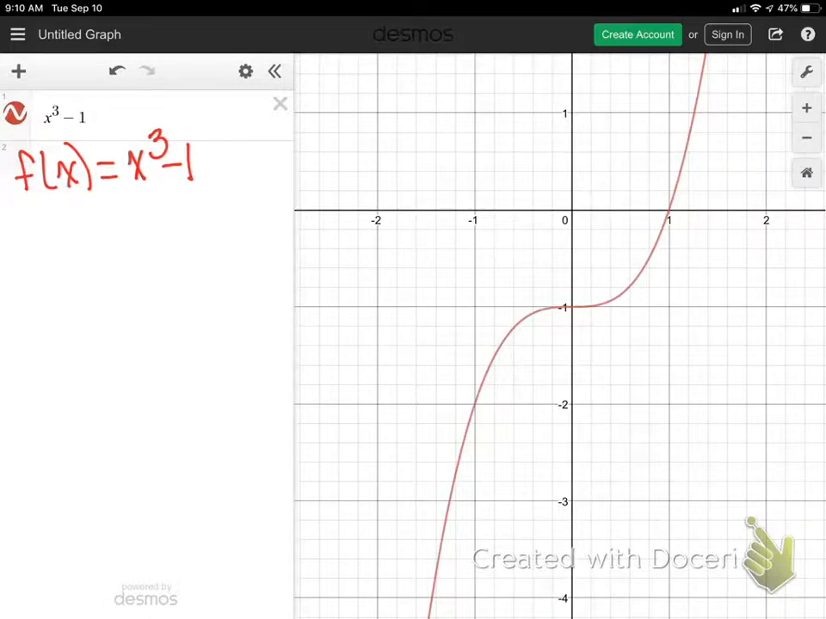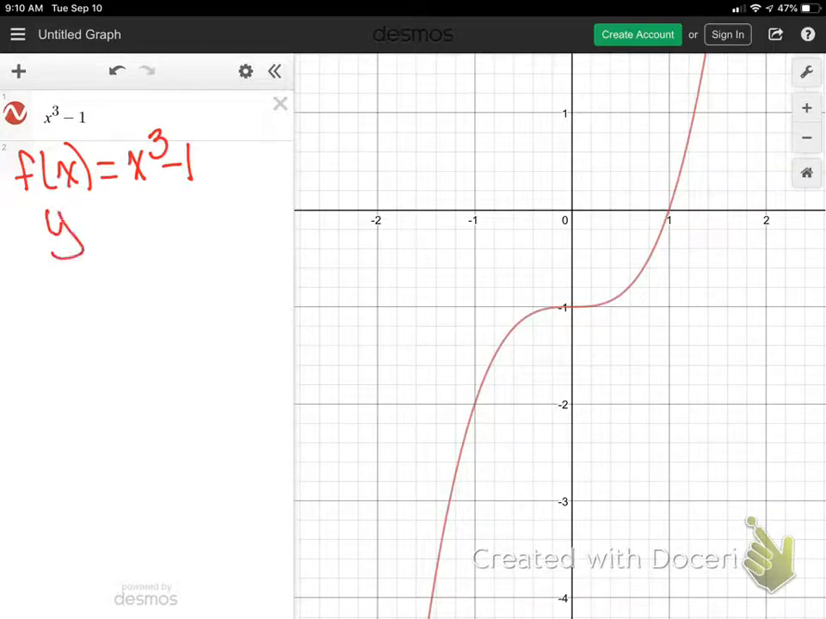Even. This has an odd exponent, so do I need to test for that? No, I only need to test to see if it's an odd function. So even though looking at this graph, I'm like, nope, that's not going to be an odd function because it's not symmetrical to the origin, I still have to show that algebraically. And this is how I show it algebraically.